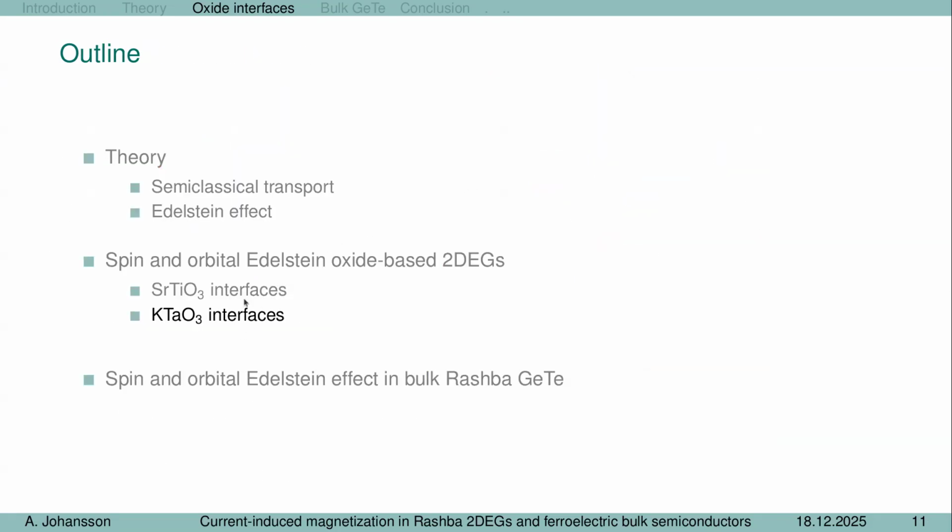So STO is a very popular system of these oxide interfaces. And we were looking also into other systems. So we were also focusing on potassium tantalate, with the idea that we are looking for systems with large spin-orbit coupling. And we were hoping that the large spin-orbit coupling from tantalum would increase our Edelstein effects.